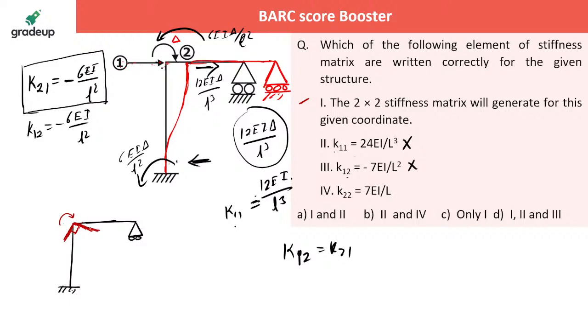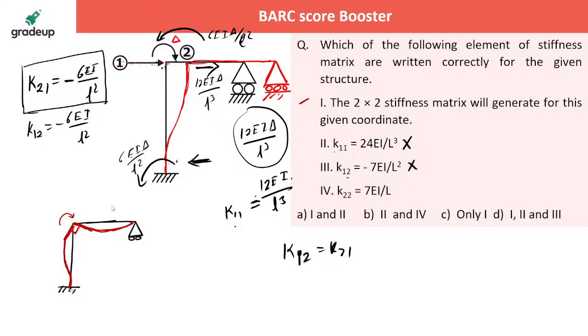Then the far end, whatever the support condition you have. Far end it is fixed, so of course, no rotation at that fixed end. This is the correct deflected shape of the frame. Did you get that?